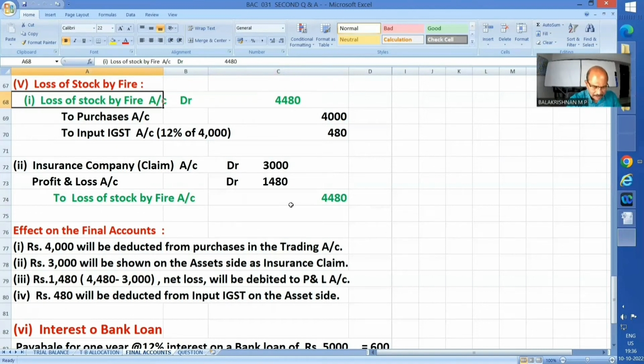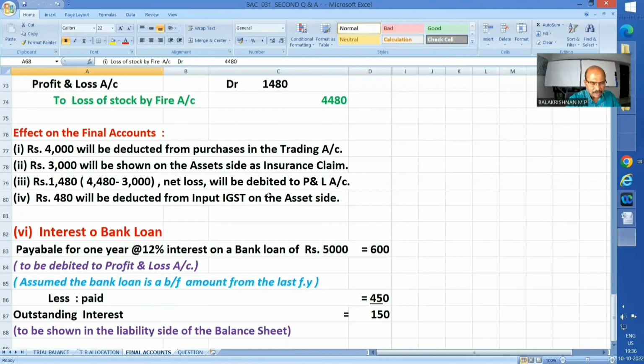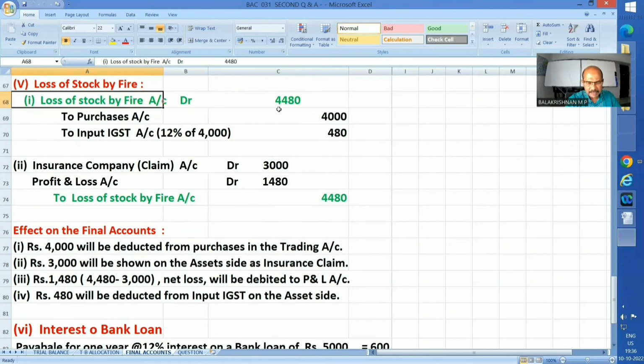And let's examine what is the effect on the final accounts. 1. Rupees 4,000 will be deducted from purchase in the trading account. This credit in the purchase account means it has to be deducted. 2. Rupees 3,000 will be shown on the asset side as insurance claim. Of course, this party is practically a debtor for me. He owes me money. So I will show it on the asset side of my balance sheet.